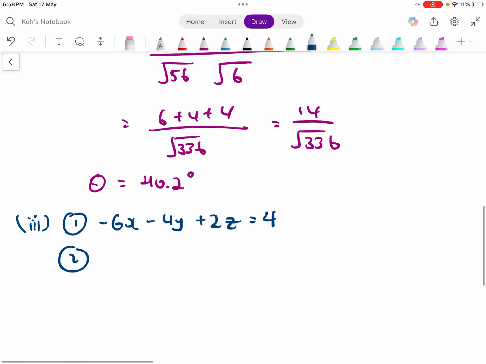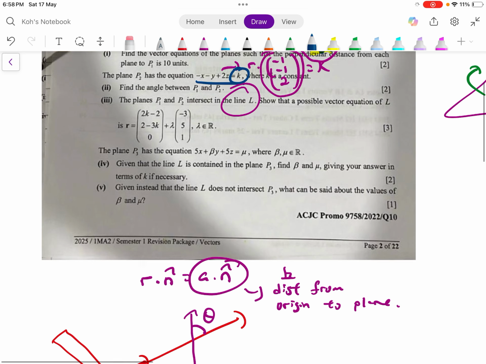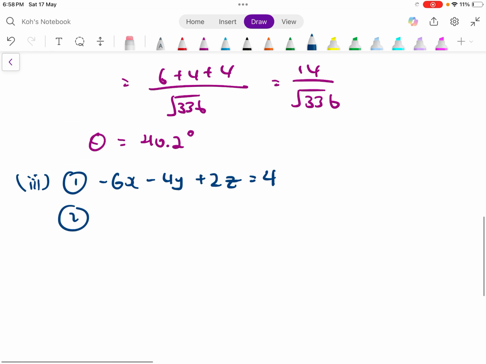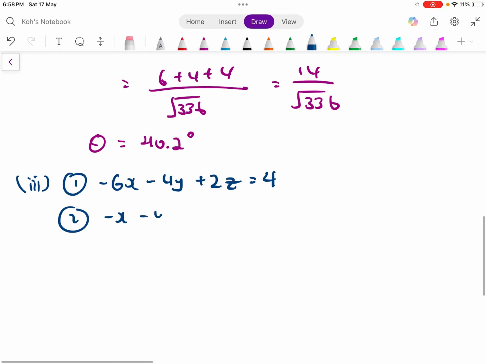So the second Cartesian equation is given to be negative x negative y plus 2z equal to k. Okay, so how do we actually solve this so-called polynomial equation if I do not know the value of k? There's one way. We need to do substitution.